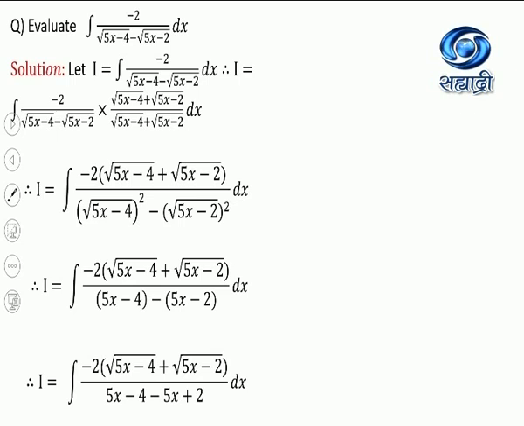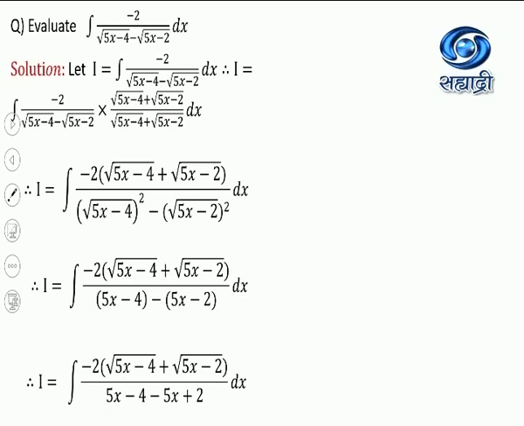Now make a note over here that in the denominator there are irrational terms. So by rationalizing we can easily simplify the problem. Here the rationalizing factor is root 5x minus 4 plus root 5x minus 2. So multiplying and dividing by the same, we get this step. Later on, we multiply the numerator and denominator.